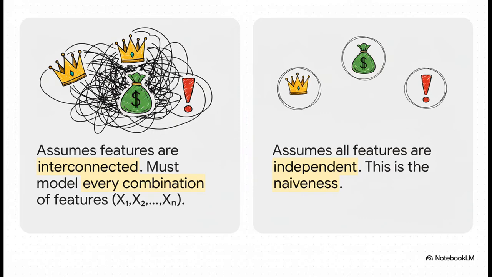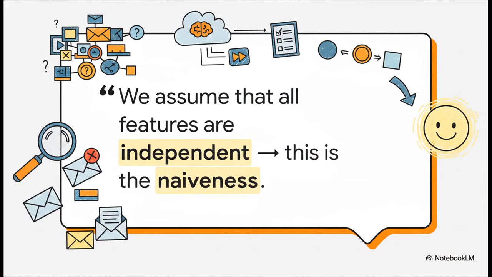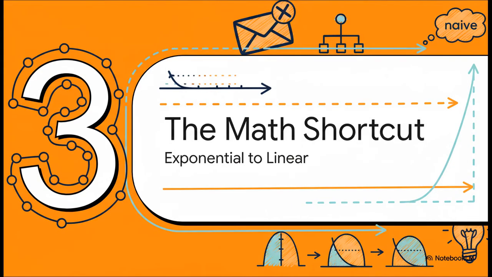It assumes the word prince has absolutely no statistical relationship to the word lottery. And this quote nails it. The naiveness is that exact assumption, that all the features are independent. We know that's not really true in language, but by pretending that it is, we unlock a massive, massive shortcut. And that brings us right to the math shortcut. Let's see how this one naive little idea takes that exponential nightmare and turns it into a simple, manageable, linear problem.